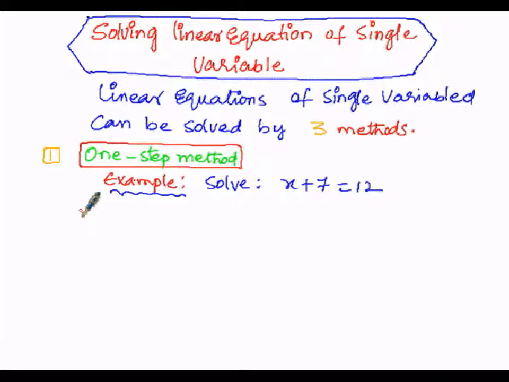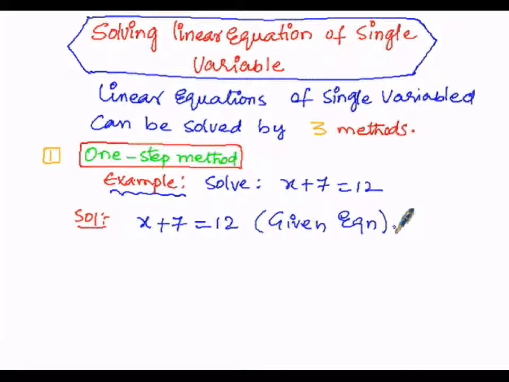So here we are going to solve for x in our solution. The equation given to us is x plus 7 is equal to 12. Since it is the one step method, we will be using only one step, which is to make x the subject, with its coefficient 1 alone on the left hand side. The other quantities must be eliminated. So here 7 is the constant, whose sign is positive, so we have to eliminate it. So we have to subtract 7 on both sides.